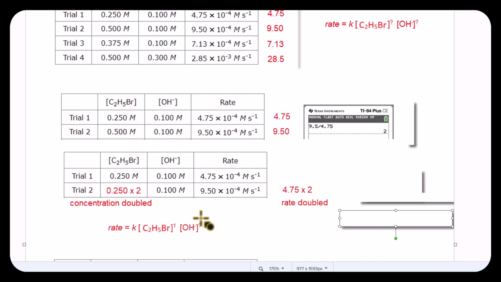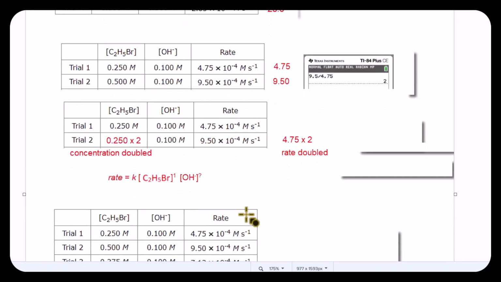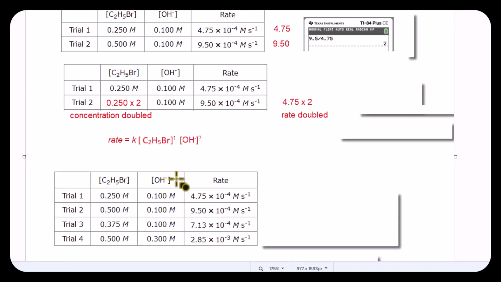Well, we still have the hydroxide. Remember, this is going to be a 0, 1, or 2, and that's what we're going to look for next. We want to see something where we can deal with the hydroxide and see how it changes the rate. Well, here I see all my hydroxide concentrations are 1/10 molar. There's no change there, so that's not going to help me. But on trial 4, I see they've tripled the hydroxide concentration.